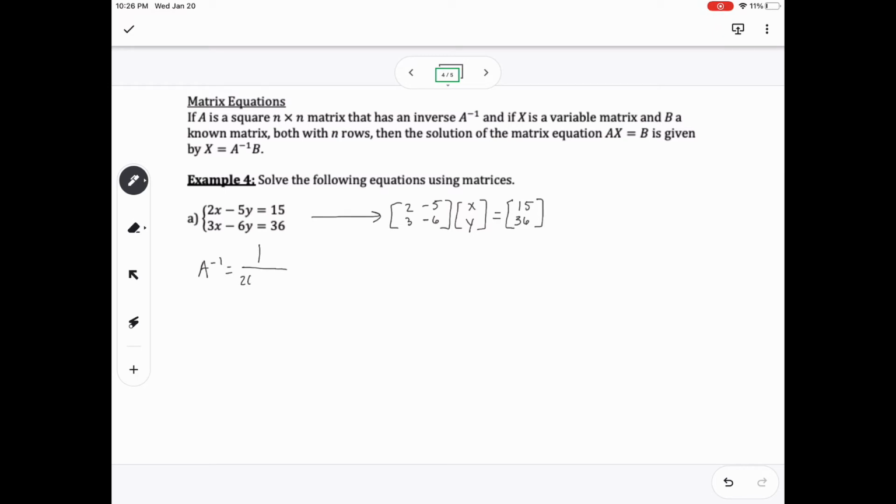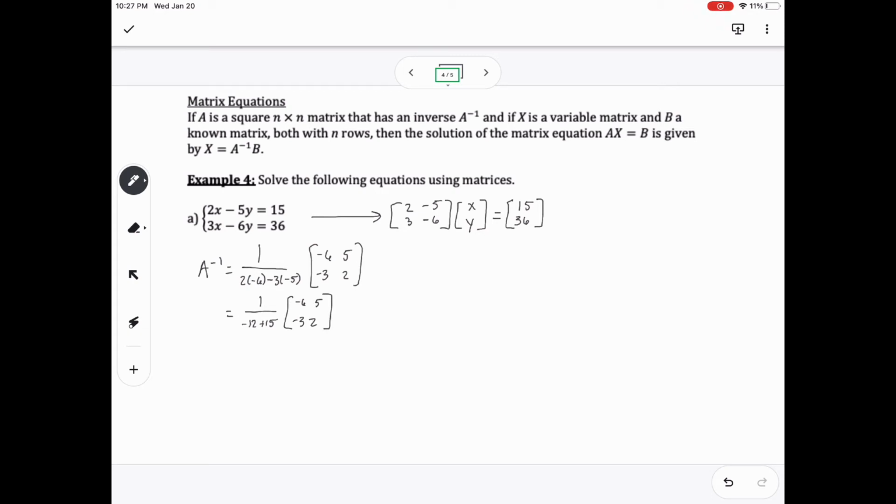So instead of dividing or doing something else here, we actually multiply both sides by the inverse matrix to undo the matrix that's being multiplied to the x and the y, so the variable matrix. And that gives me the identity matrix, which also disappears because it's like 1 times x makes it just x.